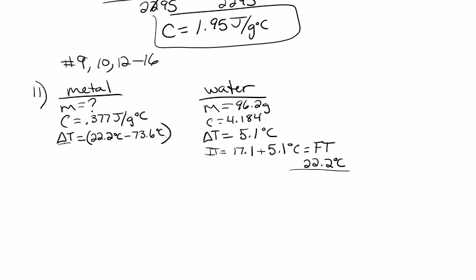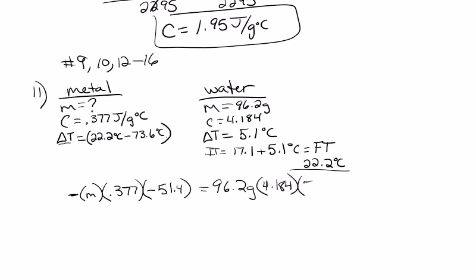Okay, it becomes a simple plug and chug again as well. So I'm going to come over here and I'm going to say my negative, I don't know what the mass is, times my C value now that I know, times my change in temperature, which ends up being a negative 51.4, is equal to my positive mass of my water times my specific heat capacity of water times the temperature change, which was 5.1. I do the math on this.